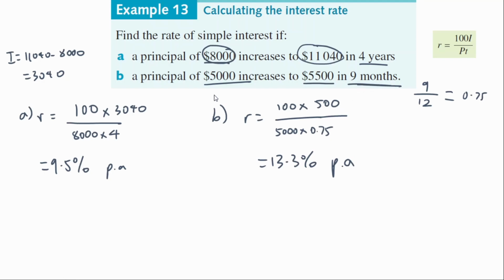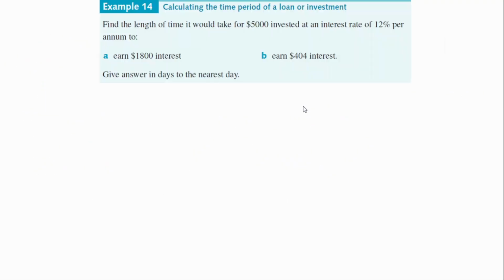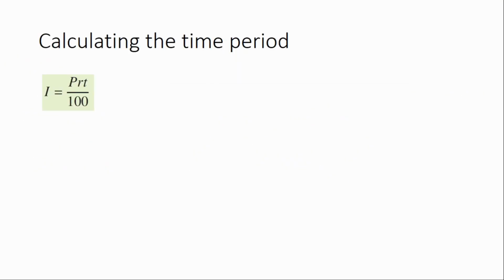Now we know how to find the interest rate using that formula. Now let's have a go at calculating the time period. In this case, we're looking for T. We just need to rearrange the formula to get T. Pretty much the same concept here.